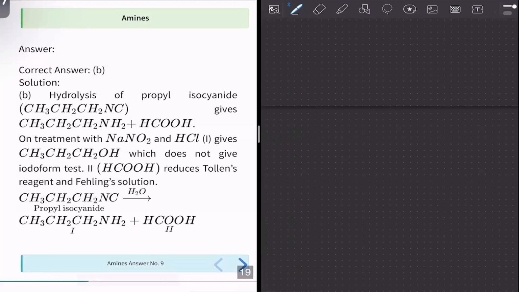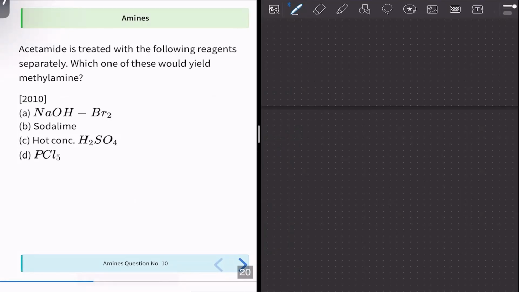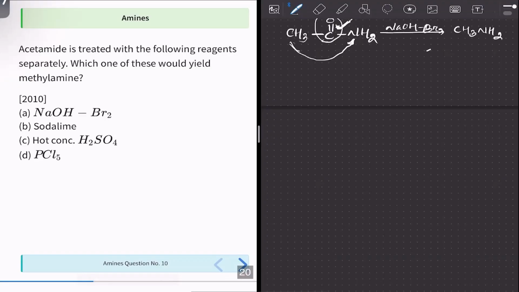Acetamide is treated with the following reagents separately. Which one of these would yield methylamine? Let's write the reaction. Acetamide, CH3CONH2, let's go one by one. It will react with NaOH and Br2. So which reaction is it? Hofmann's bromamide degradation reaction. In this reaction, the carbonyl group will be removed and the alkyl group will migrate to the NH2 group. So the product will be CH3NH2, one carbon less than the reactant.